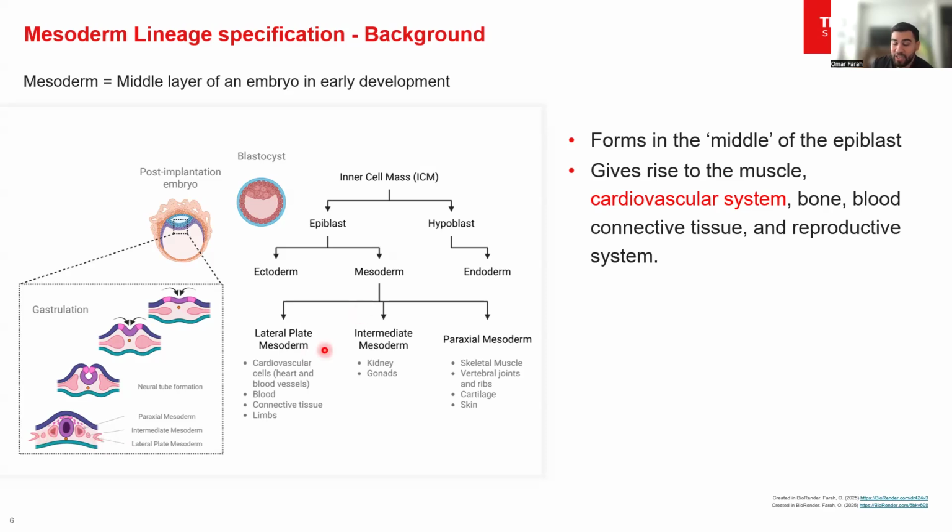And mesoderm is actually divided into three different layers, if you will. There is the paraxial mesoderm, closest to the neural tube, that will eventually give rise to skeletal muscle, vertebral joint, and cartilage, as well as skin. There is the intermediate mesoderm that gives rise to your kidneys and your gonads. And then there's the lateral plate mesoderm, which will give rise to cardiovascular cells, like your heart, blood cells, and blood vessels, as well as connective tissue and limbs.